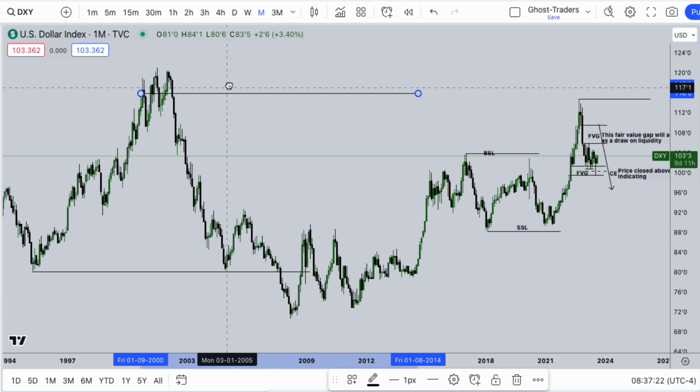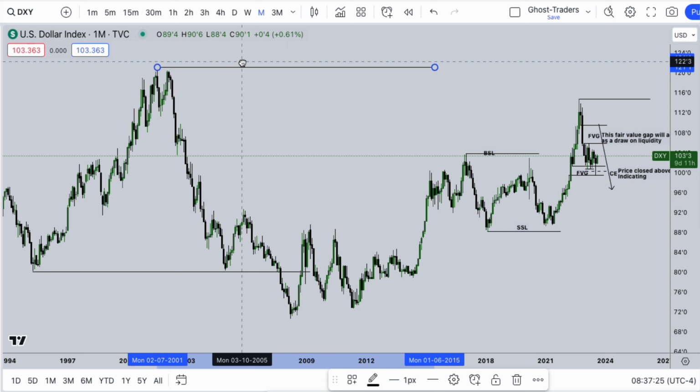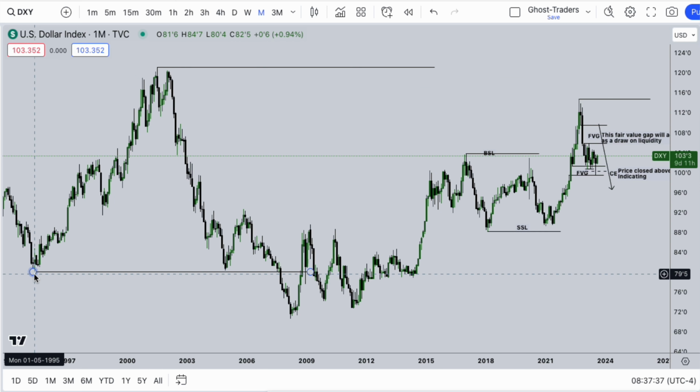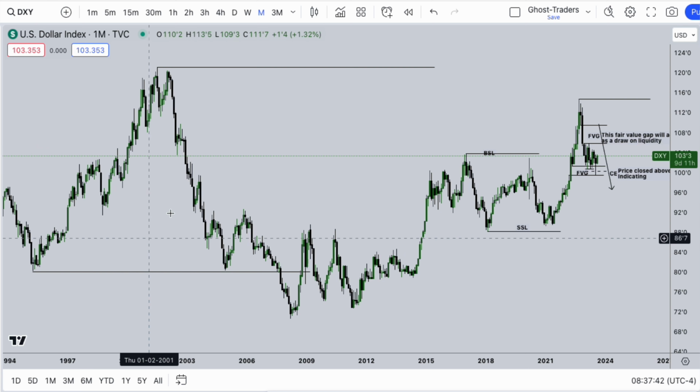If you get to see, this is where the rally ended. Okay, so this is the high where the rally ended. So this is going to be the range that you're going to be working with. This is where the rally began, and this is where the rally ended. Okay, so this is what we have here.